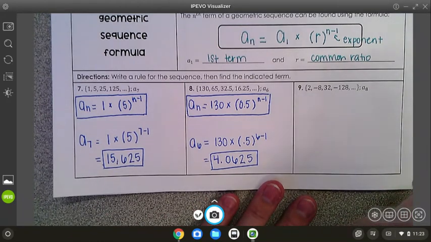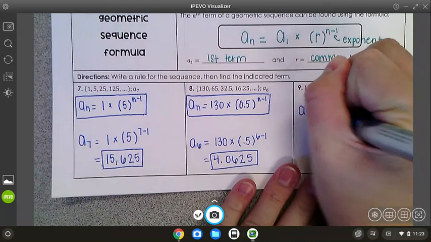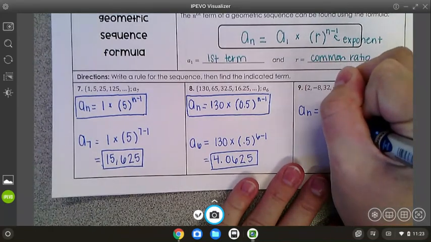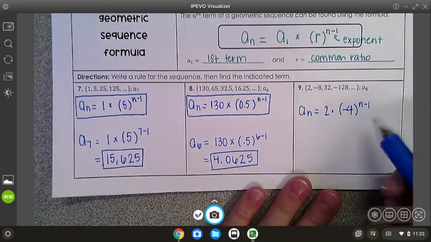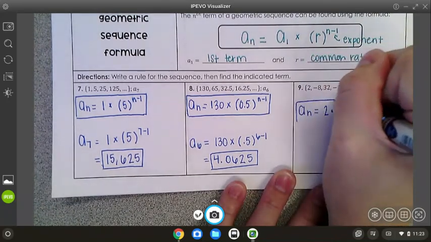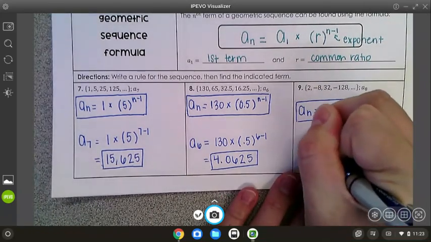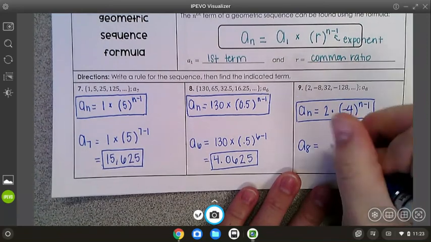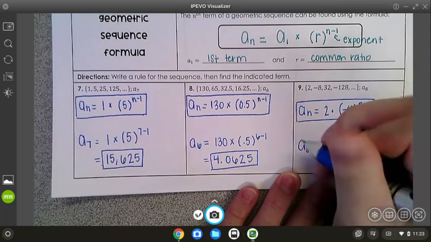And then number 9, pause the video and try this one on your own. So you should have got 2 times negative 4 to the n minus 1. And your 8th term should have been negative 32,768.